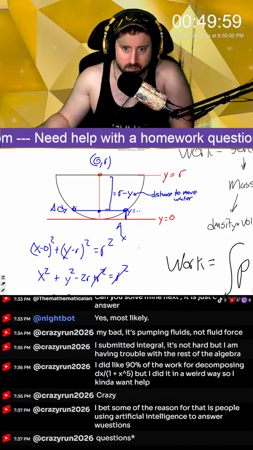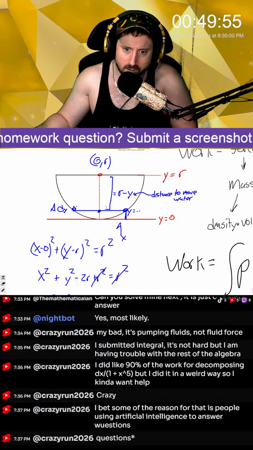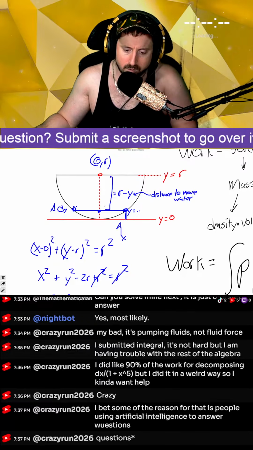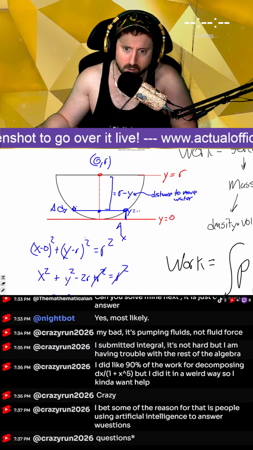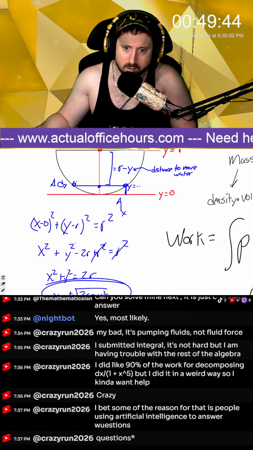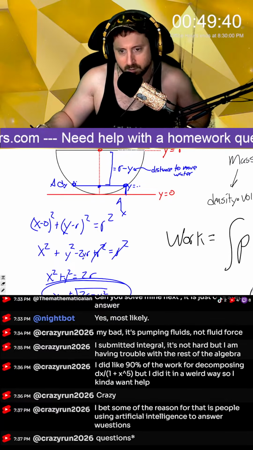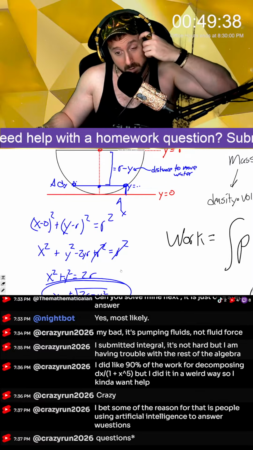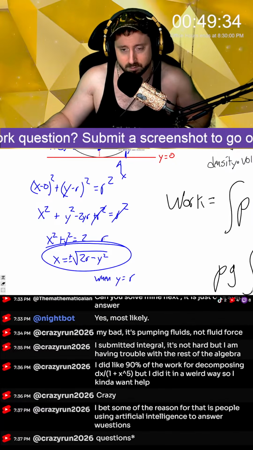One sec. What am I doing wrong here? X squared plus y minus r squared equals r squared. X squared plus y squared, oh, minus 2yr. Oh, I messed up. That's why I messed up. Sorry, this is 2yr plus r squared. Okay, that cancels. Got it. This is 2yr.